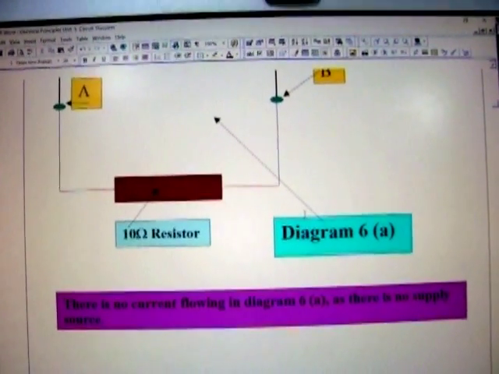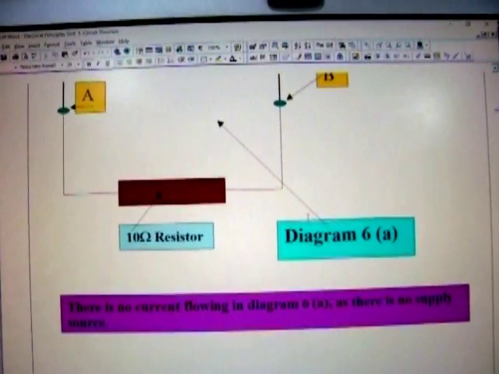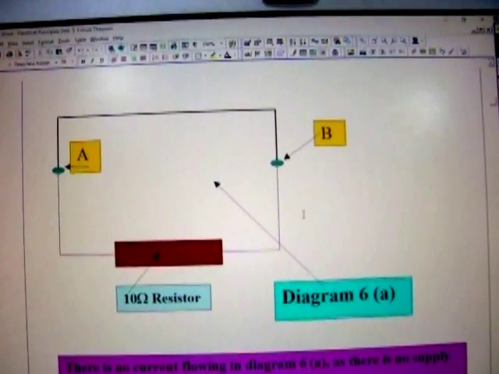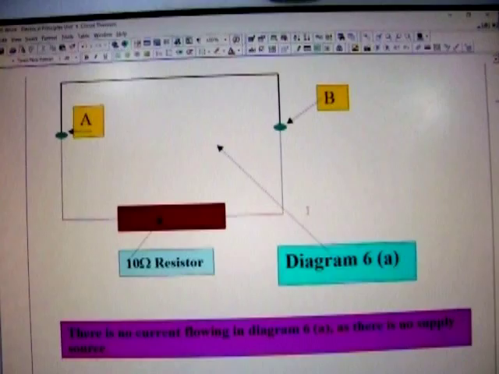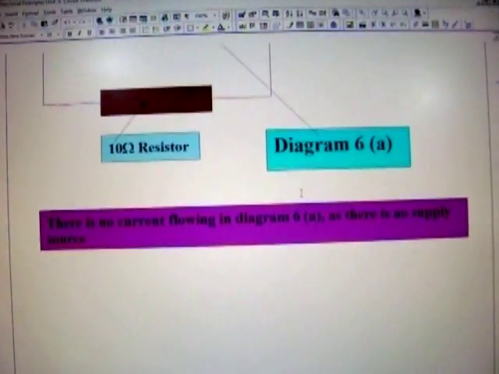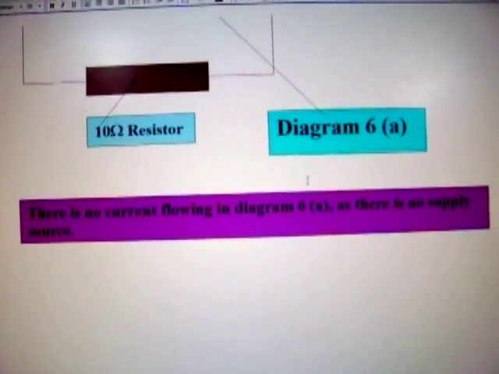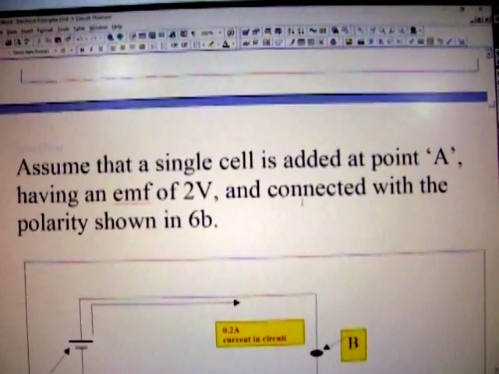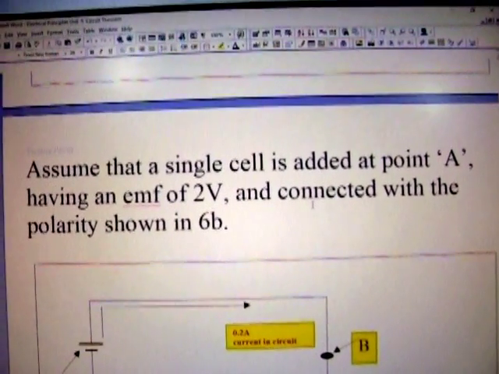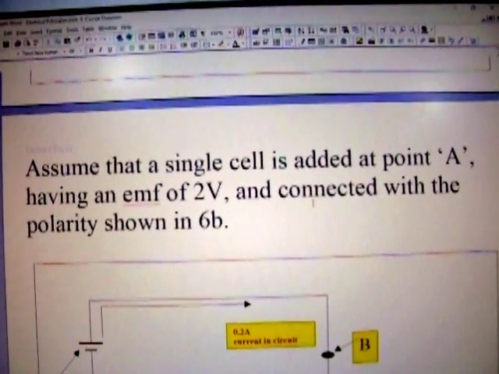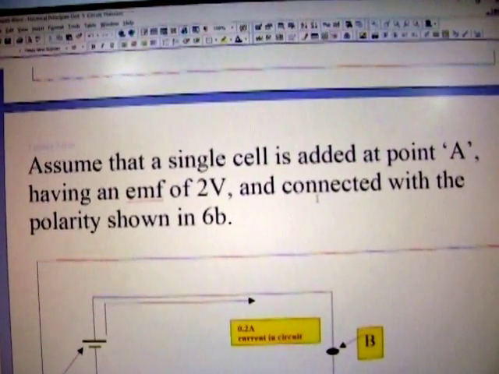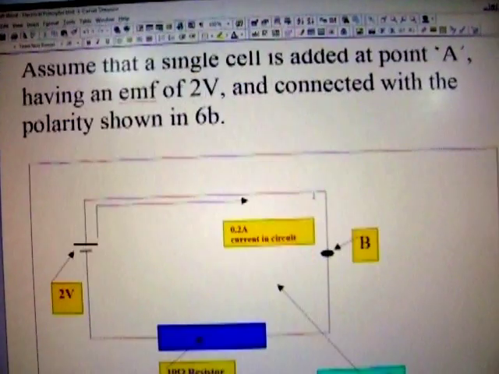Now I'll start off with the simple illustration of a resistor purely connected at points A and B. Okay? Now assume that a single cell is added at point A, having an EMF of 2 volts and connected with the polarity shown in 6b. Okay.